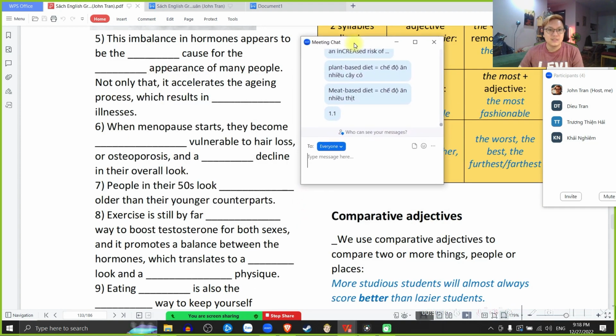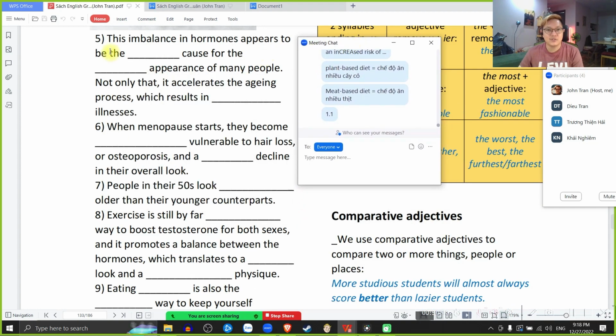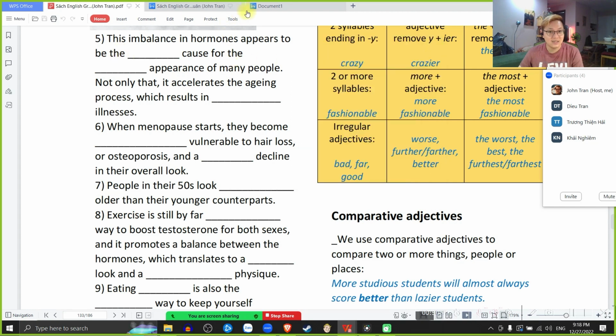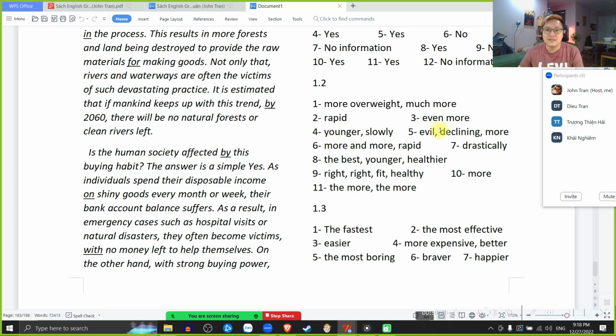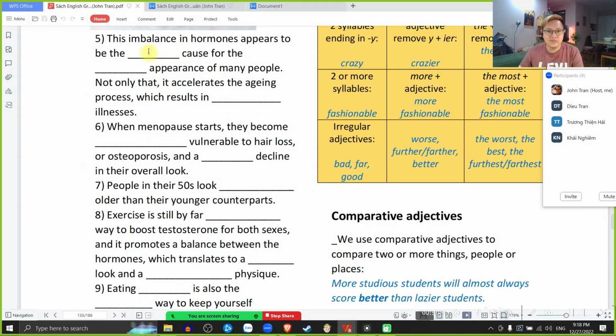Number 5. This imbalance in hormones appears to be the evil cause for the declining appearance of many people. Not only that, it accelerates the aging process, which results in more illnesses.